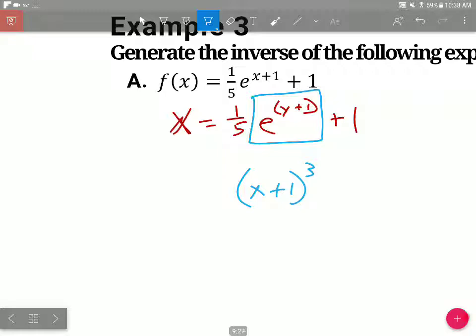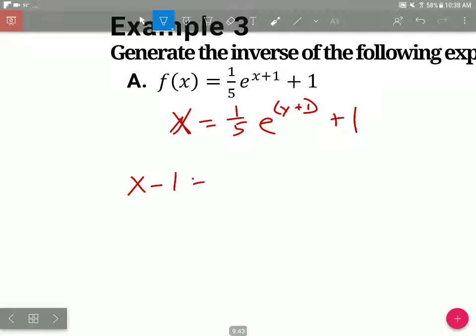So to get down to that, what do we need to get rid of first? The 1, and then what? The 1/5. Okay, so how do we get rid of the 1? Subtract it. So we get x minus 1 equals 1/5 e to the y plus 1. All right, how do you get rid of the 1/5? Multiply by what? 5, exactly. So we'll multiply both sides by 5.